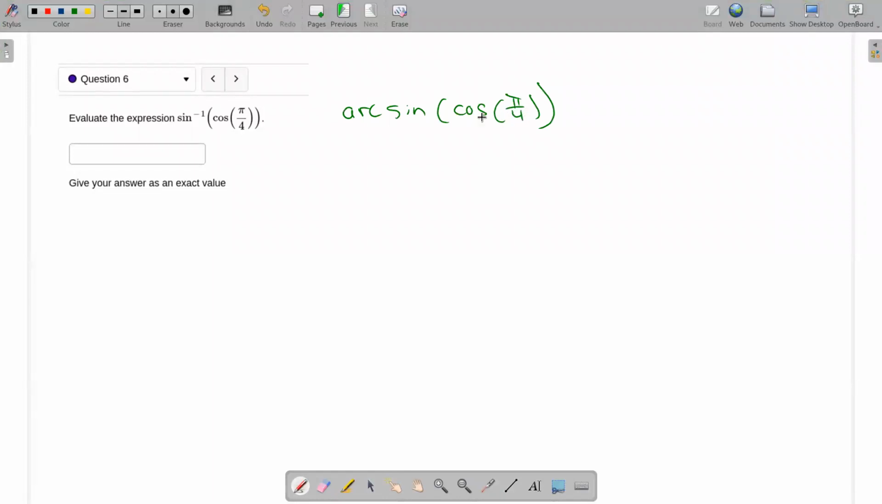Well, I know the cosine of pi over 4. All right, think unit circle for a second. Pi over 4 is that 45 degrees there. And I get square root of 2 over 2 for x, square root of 2 over 2 for y. So the cosine of pi over 4 is the square root of 2 over 2.